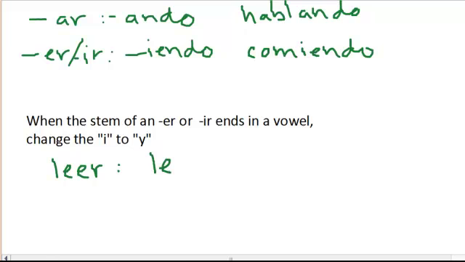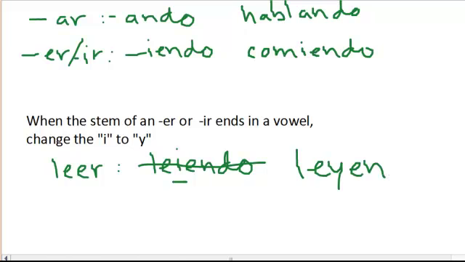So to show you what not to do would be this. Right? This is what we're trying to avoid right here. That I would change to a Y. So the correct present participle would be leyendo.